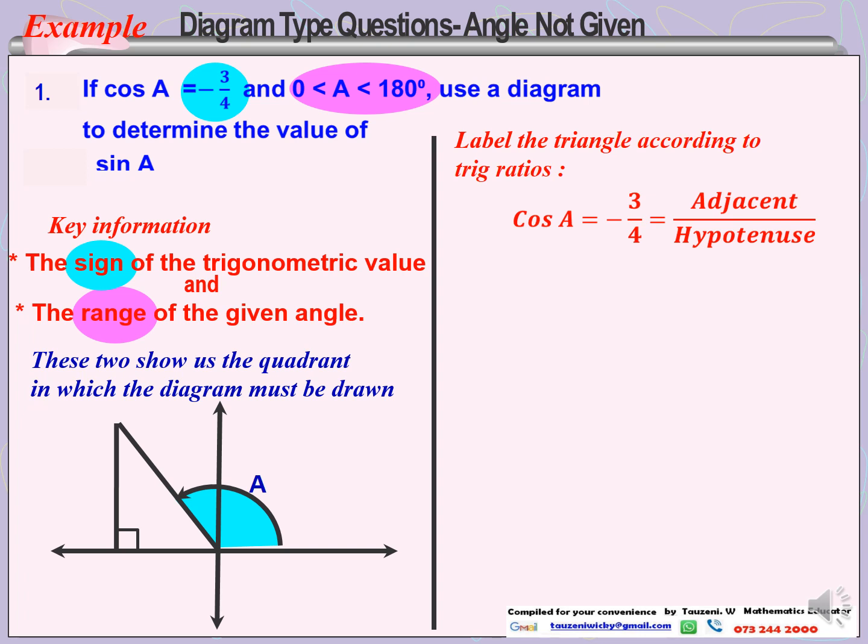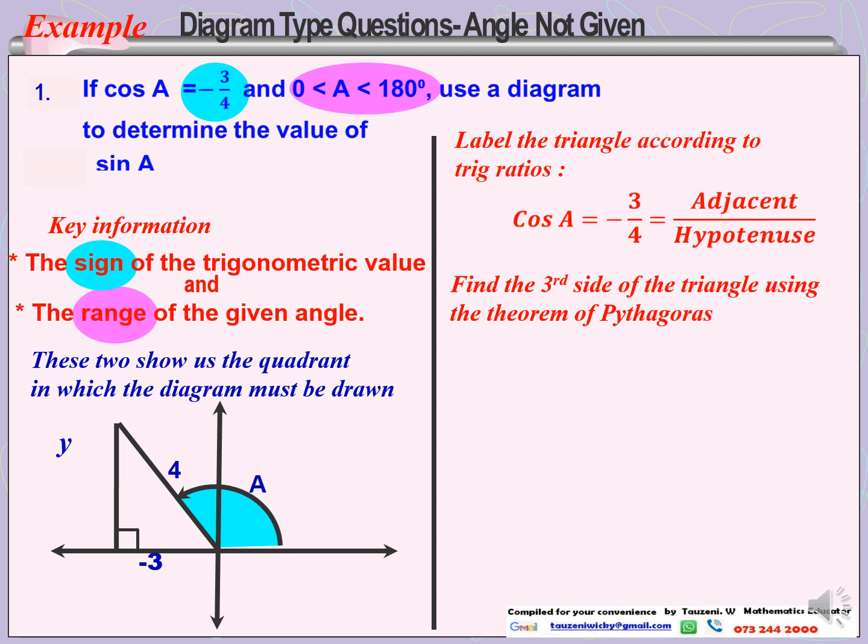And cos, from our studies of trigonometric ratios, is adjacent over hypotenuse. It means in this diagram, the adjacent is negative 3, the hypotenuse is 4. So we're going to label our diagram accordingly. The adjacent along the x-axis, negative 3, the hypotenuse is 4. The next thing, we calculate the value of the third side of the triangle using the theorem of Pythagoras. Applying the theorem of Pythagoras here will give us the value of the third side of the triangle, which is the square root of 7.